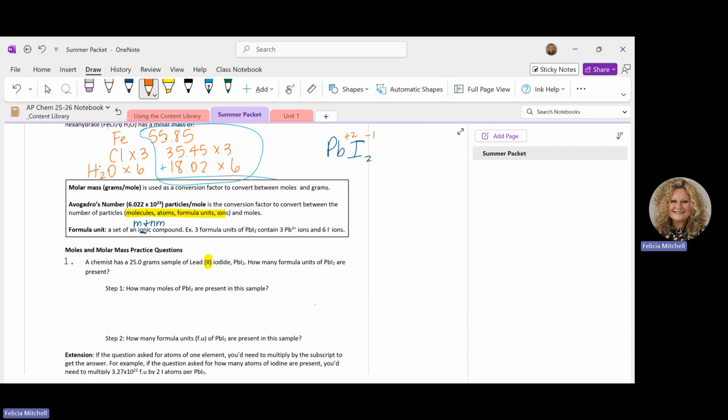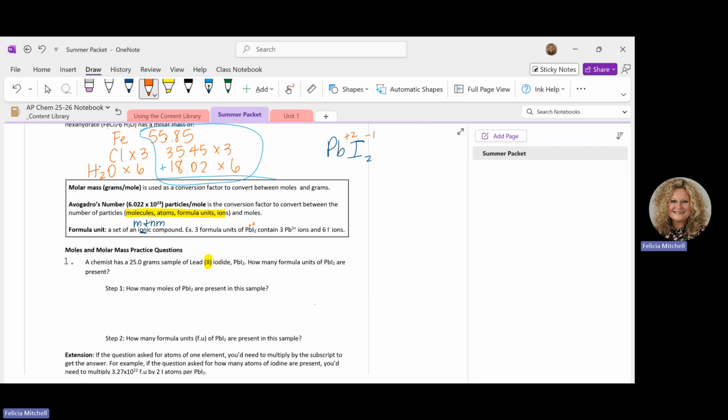I didn't ask you to memorize lead. I think Miss Ladart actually mentions it, maybe more than me. Lead is usually +2 or +4, but you would have been able to intuitively figure out that it must have been a +2 just from the fact that you knew that the I was -1, and they gave you the formula. So you kind of had to look at the crisscross of the charges.